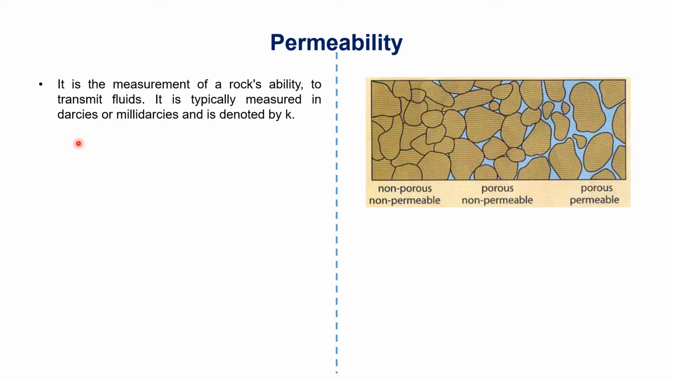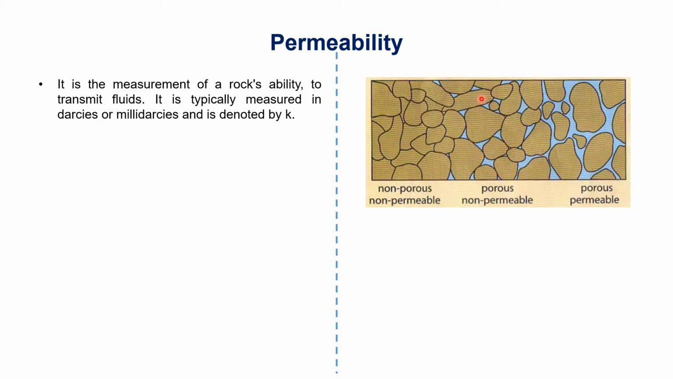To understand the concept of permeability, consider this diagram. Here we have a rock formation which has three sections. In this first section, the grains of the rock are interconnected in such a way that there is no void space between these grains. So there are no pores, so definitely they are not connected, so there is not the ability of the rock to transmit the fluids. So for this portion of the rock, we will say that there is no permeability in the rock.